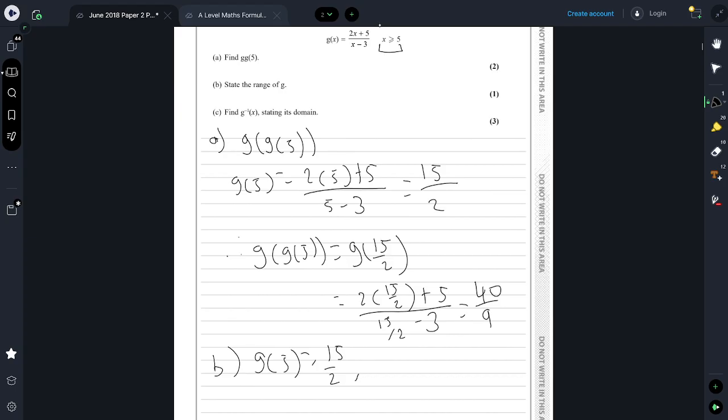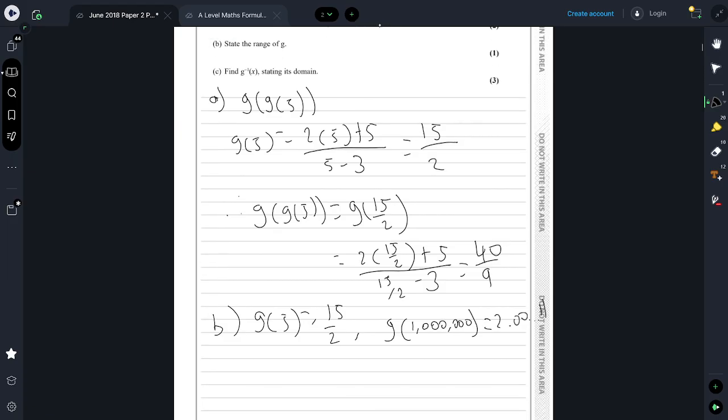Anyway, so let's try a million. 2 over a million, plus 5 over a million, minus 3. An interesting way, that gets you 2.00 something 11.